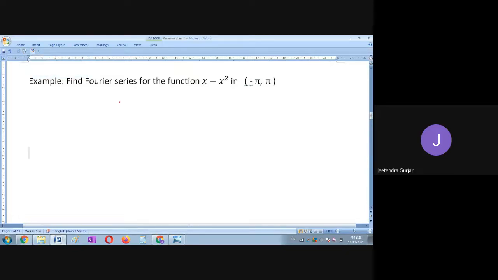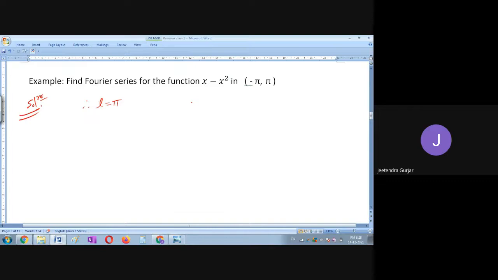Very, very important. Find the Fourier series of the function x minus x square in the interval minus pi to pi. Okay, so quickly we'll simplify this, students. So let's start with the solution. First you have to find what is the period. Here 2 pi is the period. You should remember this, students. Therefore, here L is equal to pi. Length of this is pi.